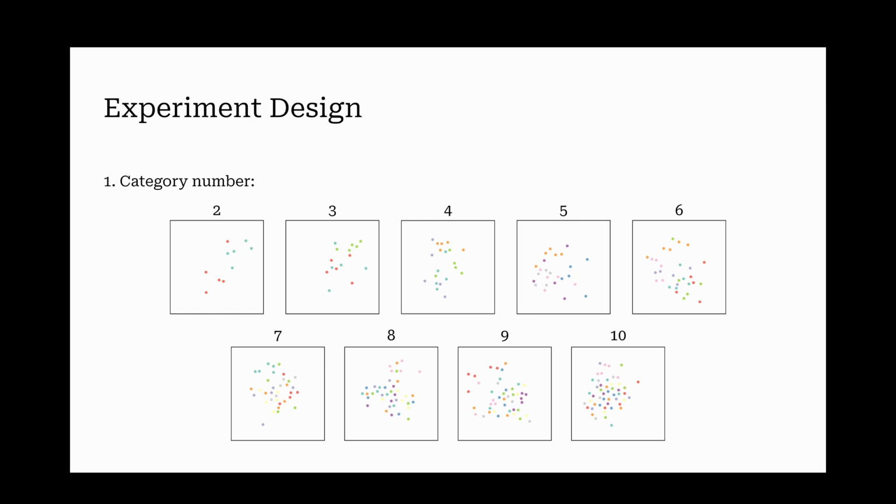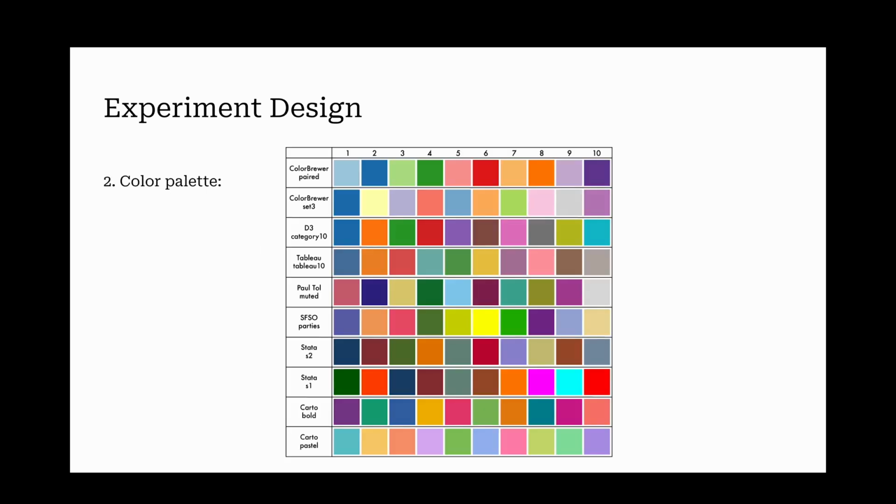The first factor is category number. We have from 2 categories up to 10 categories in a single scatterplot. Second is the color palette. Choosing a proper categorical color palette for visualizing categorical data is a crucial task. We selected professionally designed color palettes from a range of sources. Each color palette has support for at least 10 categories.